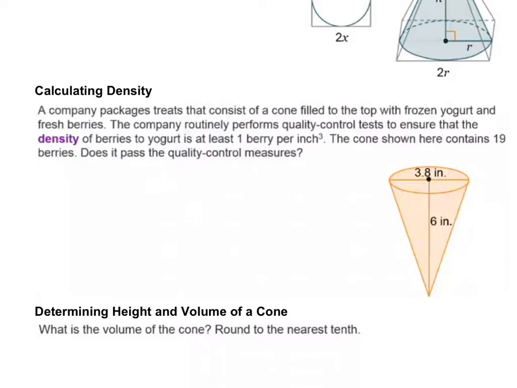Okay, and you know what? Everybody likes treats. The company routinely performs quality control tests to ensure that the density, not destiny, of berries to yogurt is at least 1 berry per cubic inch. The cone shown here contains 19 berries. Okay, does it pass the quality control measure?